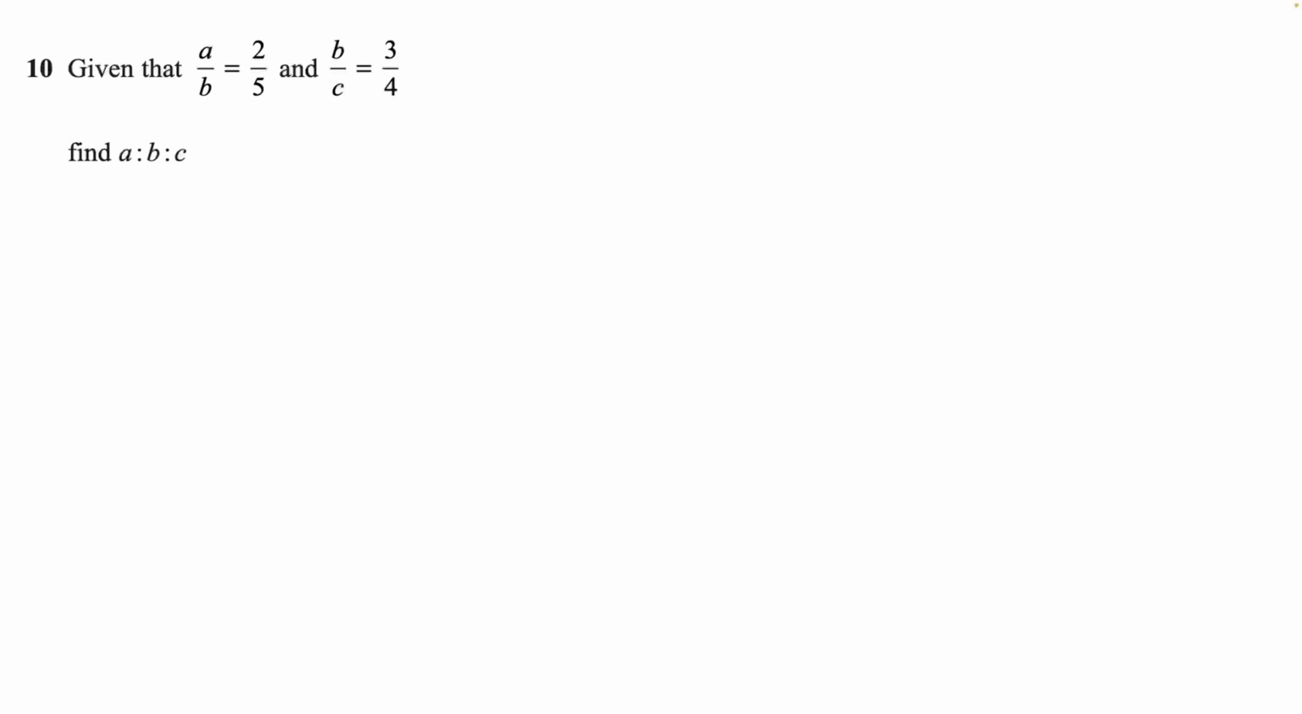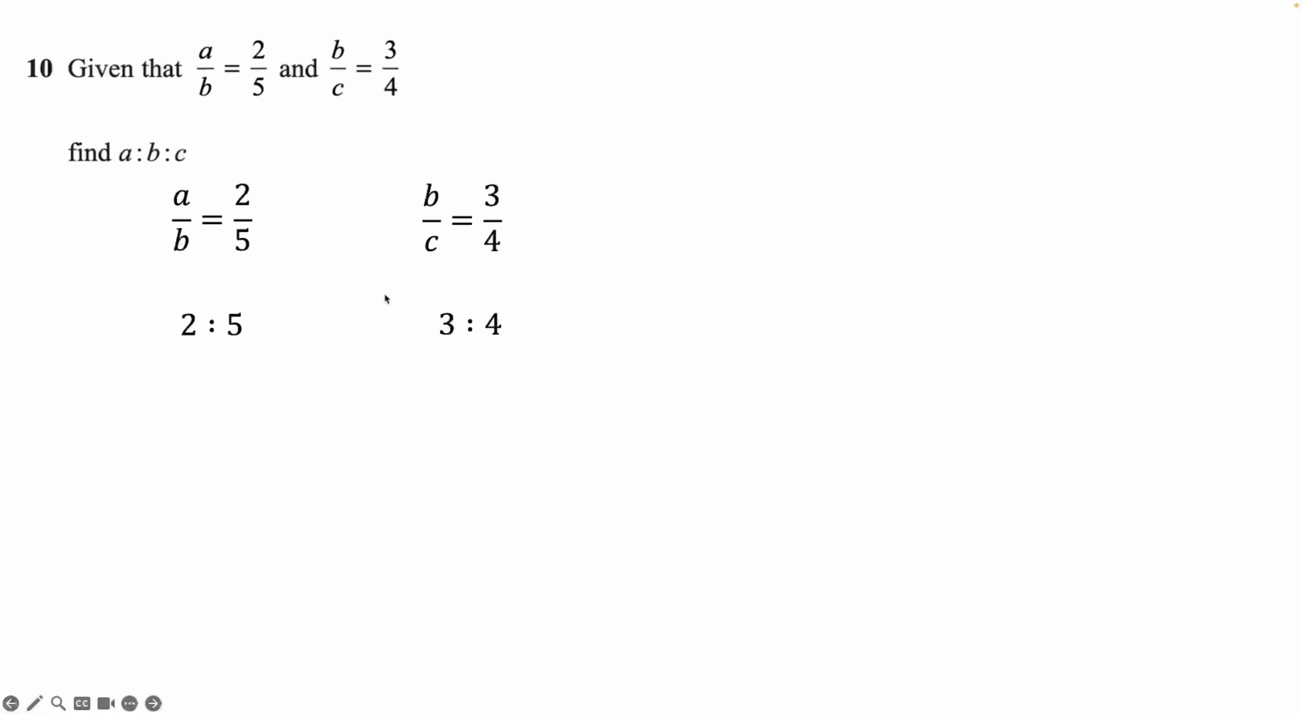Find the ratio A to B to C. So we're given the fraction A over B is 2/5, B over C is 3/4. So the ratio of A to B, we can write that as 2 to 5, because that's all this fraction really is. Ratio really is just a fraction. The ratio of B to C is 3 to 4.